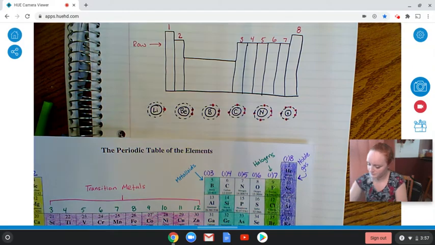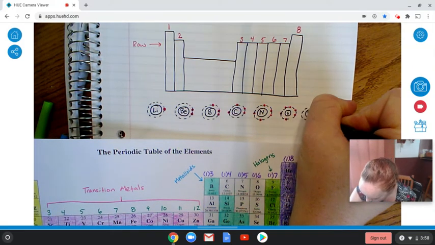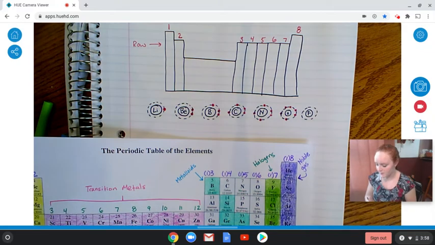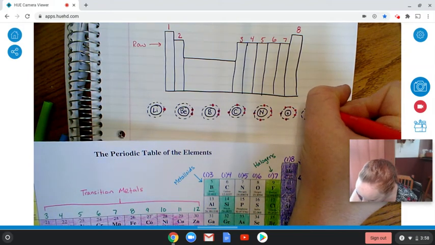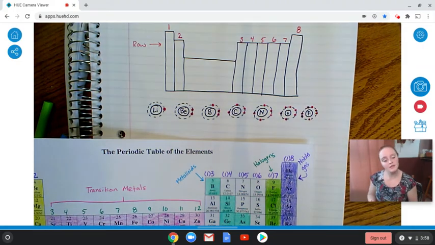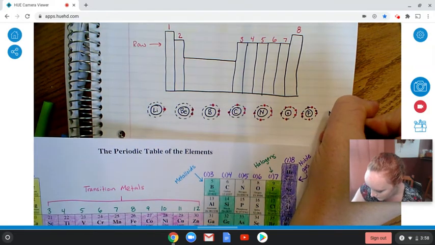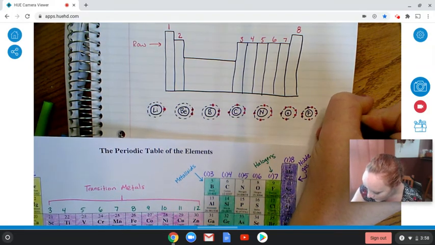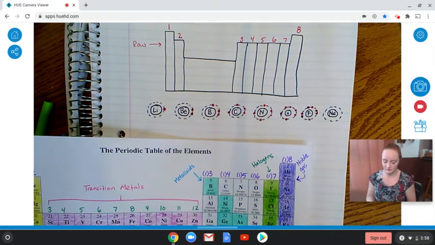2 more. Fluorine, oops, that's going to be a little close, has 9 electrons. 2 are in the first shell, leaving 7 in the valence shell. And last but not least, neon has 10 electrons. 2 are in the first shell, and the 8 remaining will actually fill up the valence shell. So neon has a full valence shell with 8.